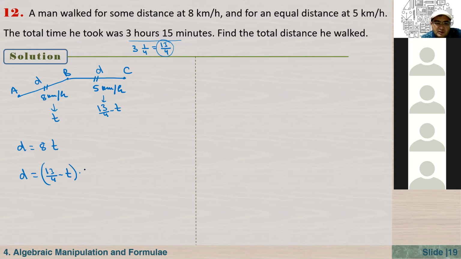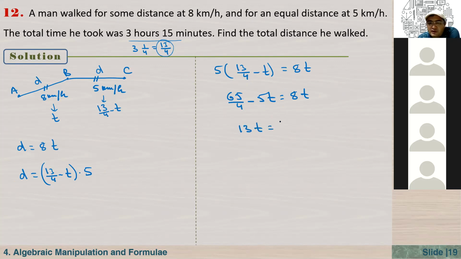Actually, I need to write the 5 in front of this. Okay, let me write it. And the distances are equal. That means 5 times (13 over 4 minus t) should be equal to 8t, right? If you remove the brackets, 5 times 13, 65 over 4 minus 5t is equal to 8t. Take negative 5t to the right-hand side. 13t equals, what is 65? It is 13 times 5 over 4. So this 13, if you divide both sides by 13, it's gone. What is t? t equals 5 over 4.